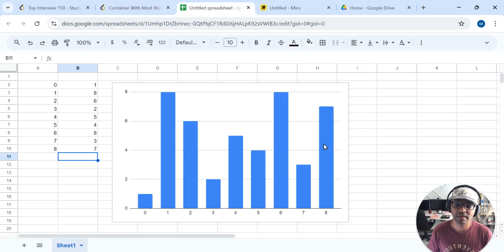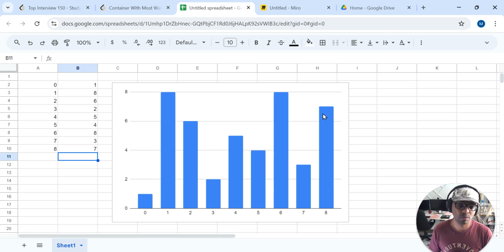But here the hint is from the 2 pointers section, and that is, okay, what if we take the widest possible container? Well, left is initially 0, and in this example, right is initially 8. 0 comma 8 is the container, and we keep on adjusting left or right based on the heights of 0 and 8, based on the current heights, right?